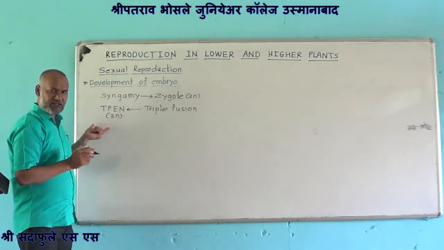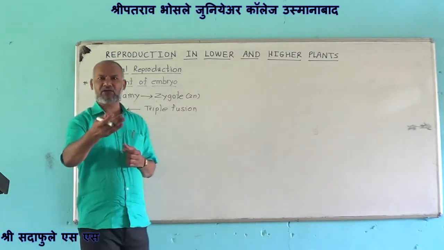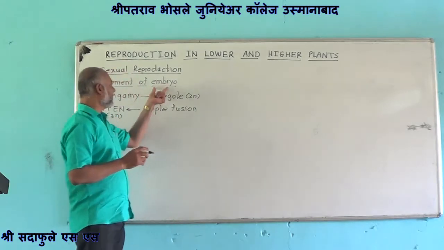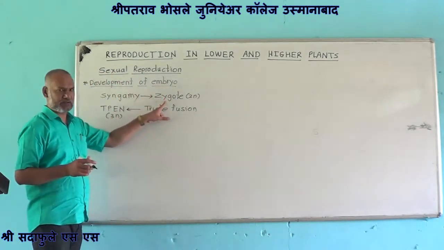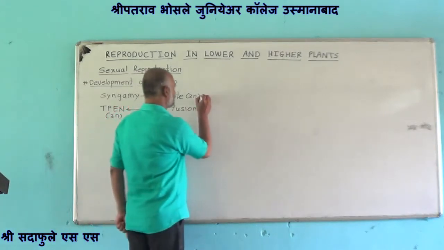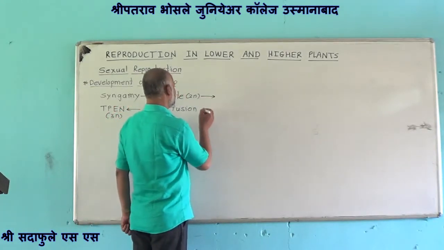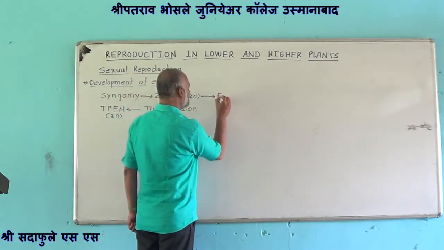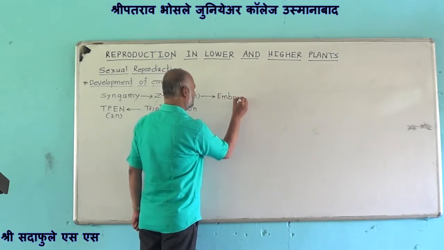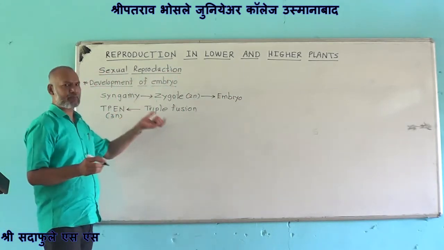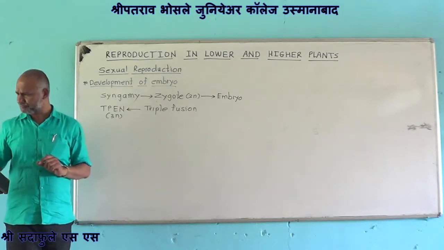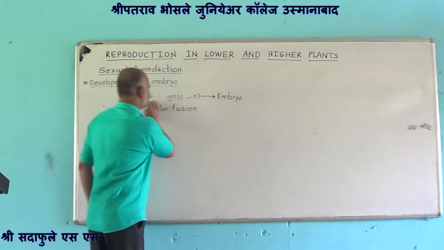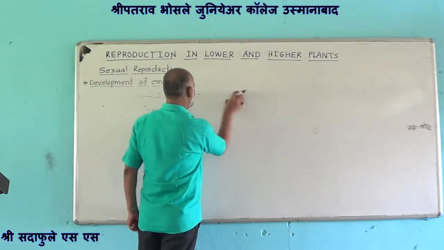From this triploid primary endosperm nucleus, there is development of endosperm, while the embryo develops from the zygote. This process, the development of the zygote to form the embryo, is called embryogenesis. Okay. Now, the steps involved in formation of the embryo.